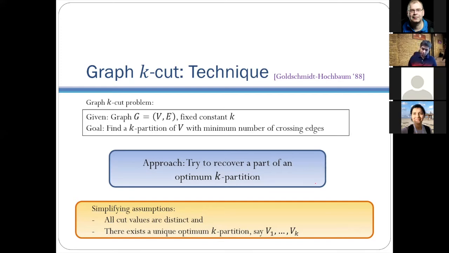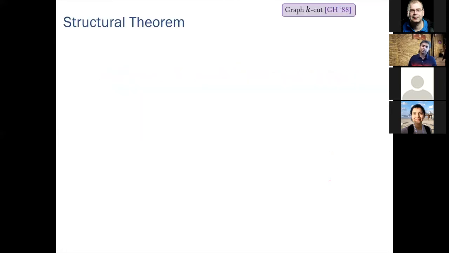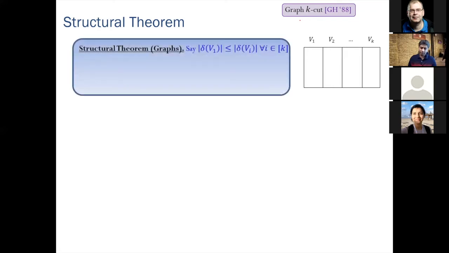Okay, now in order to recover a part of an optimum K partition, to go through this approach, Goldschmidt and Hochbaum showed a nice structural result. Here is their structural result for graph K cut. Look at the optimum K partition. We said the optimum K partition is unique, V1 through Vk. Let's consider this optimum K partition. Without loss of generality, let V1 be the part with cheapest cut value.